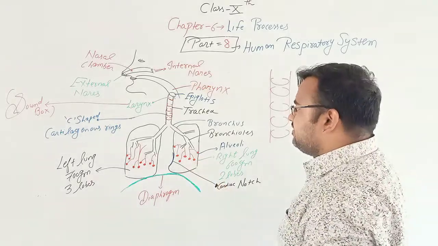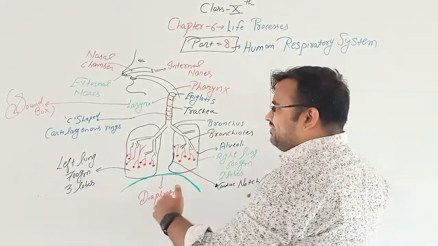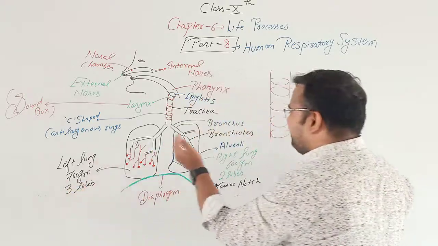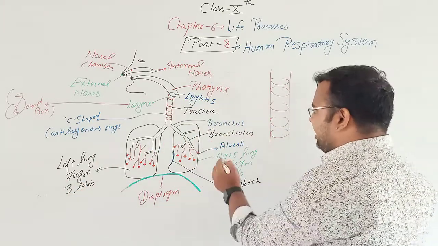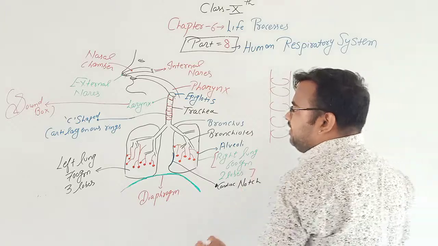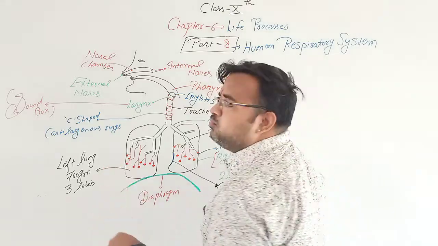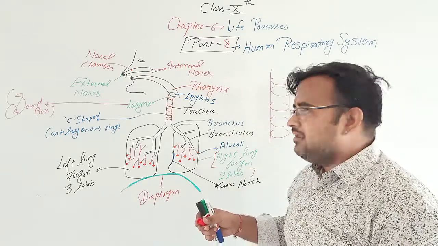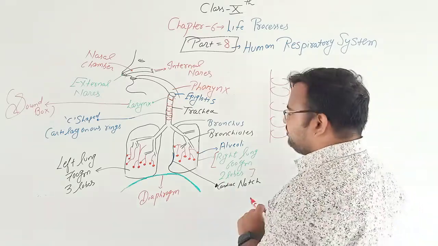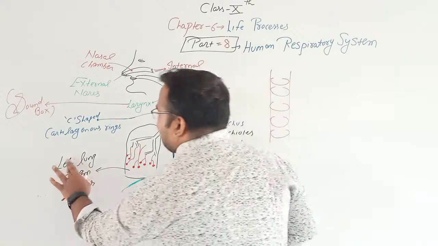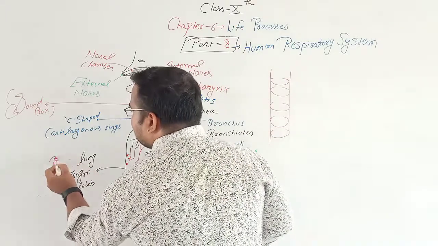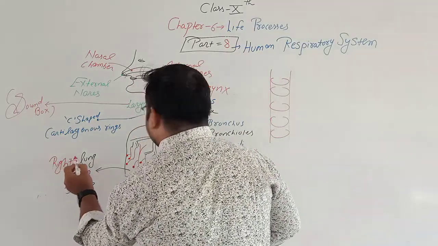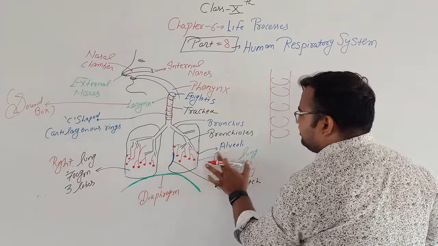So these are the bag-like structures. Now you can see the right lung and the left lung. The right lung is larger in diameter as compared to the left lung. So this is the right lung, and this is the left lung.